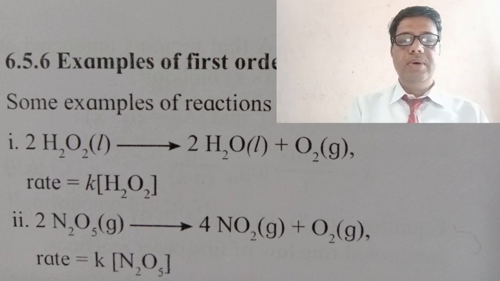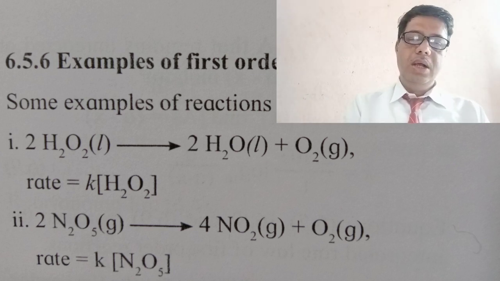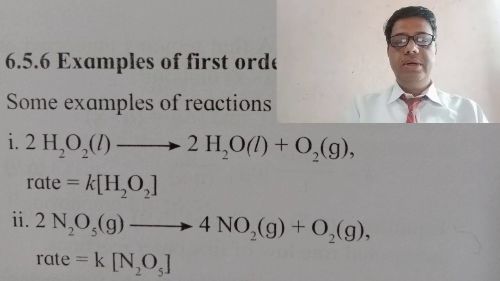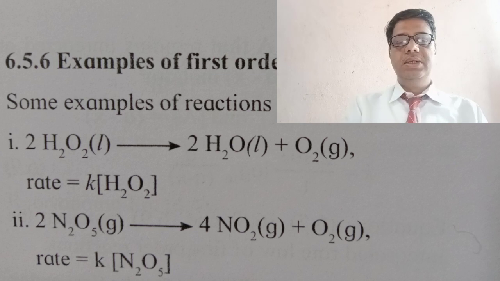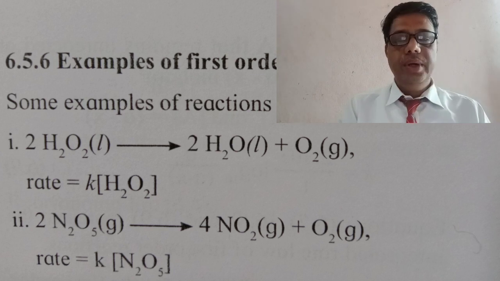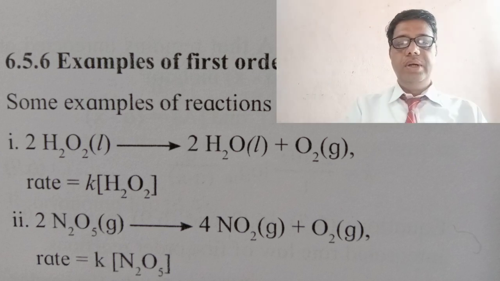Second one, 2N2O5 gas gives 4NO2 gas plus O2 gas. Also it is a first order reaction. How? Here the rate of this reaction depends on the concentration of N2O5 to the power of 1, that is rate is equal to K into N2O5. So these are the two examples of first order reaction.